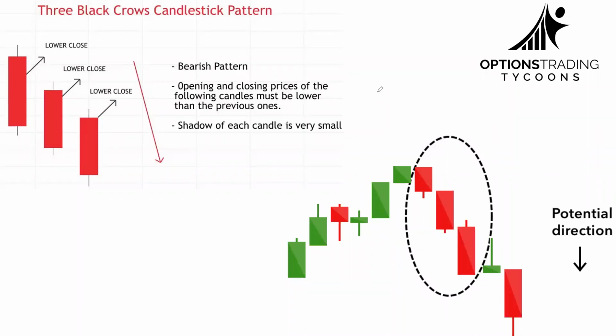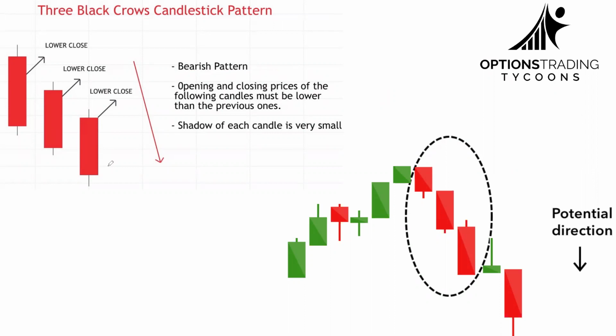There's some really nice indicators that'll do all of the work for you and spot these candlestick patterns and allow you to use some of your inference on whether or not you want to enter into those. So three black crows is a bearish pattern, and the opening and closing prices of the following candles must be lower than the previous ones.